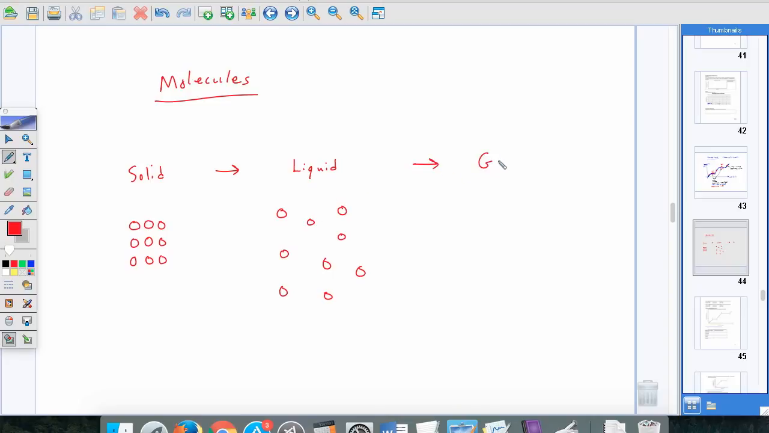But if we were to add more potential energy and make it a gas, then they would be really spread apart. So just like when a ball is at the top of a hill, it has more potential energy. Potential energy has to do with position.